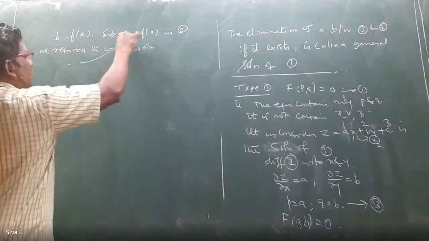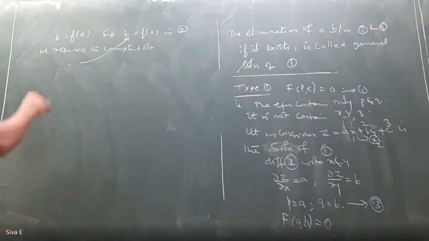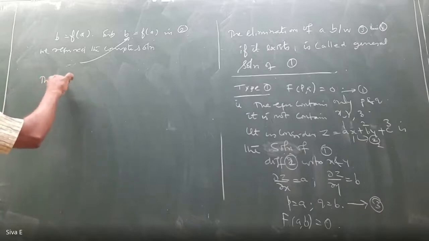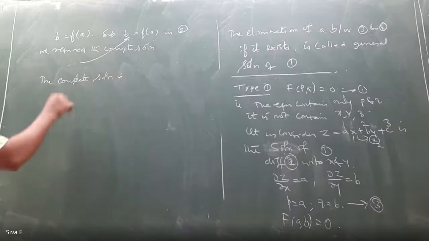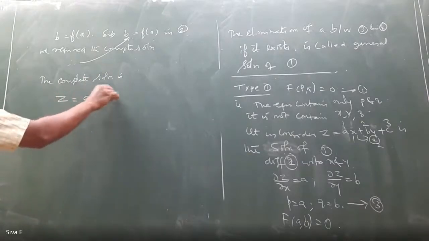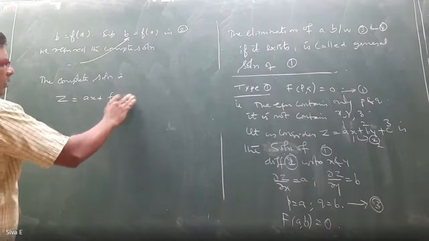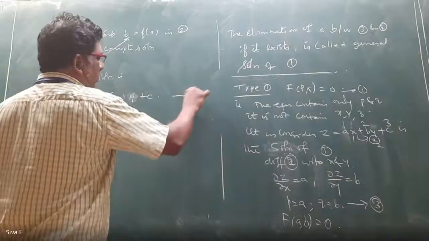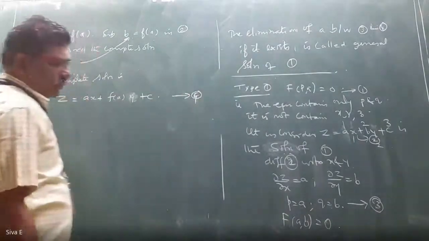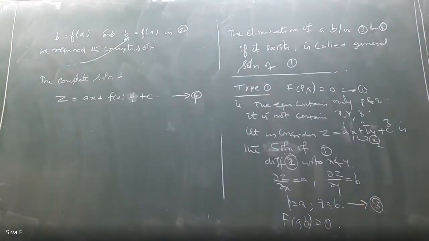Therefore, we have to substitute b equal to f of a here. The complete solution is z equal to ax plus f of a into y plus c. This is equation number 4. So if you are taking this as equation number 4, then we have to find the singular solution.